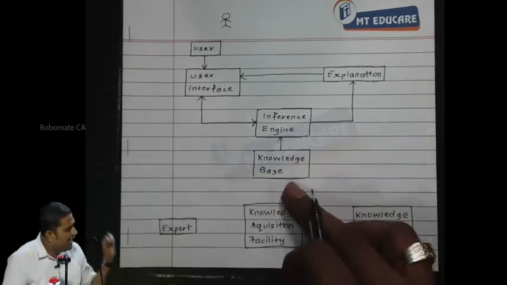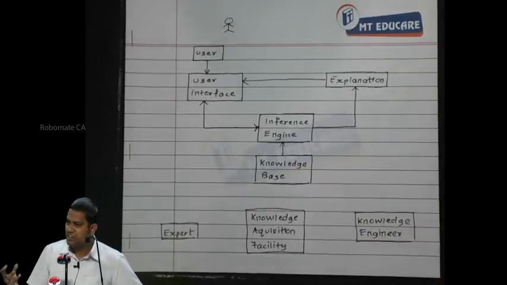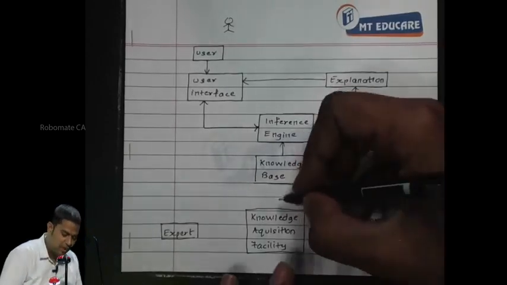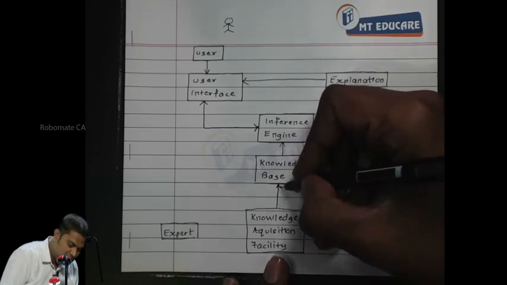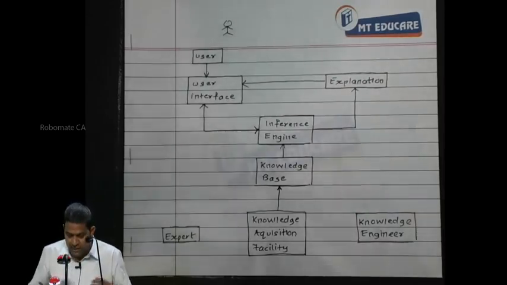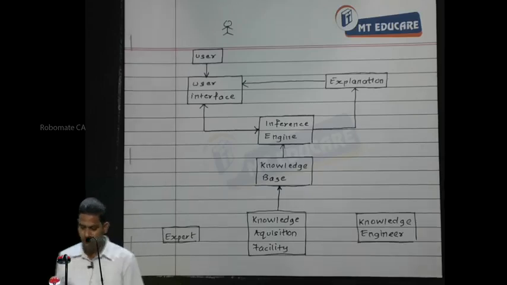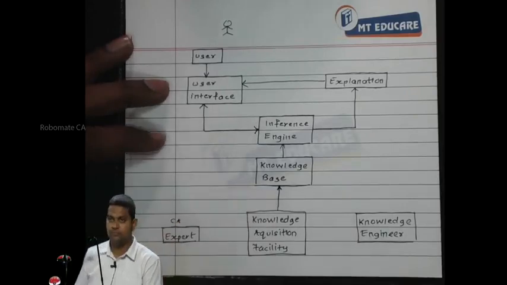So is knowledge base a chartered accountant? No, it is just a machine. It is just a collection of data. This knowledge base will be getting the information from the knowledge acquisition facility. It is nothing but an interface through which the data will be given to the knowledge base. Who gives the data? Obviously, an expert, a chartered accountant.